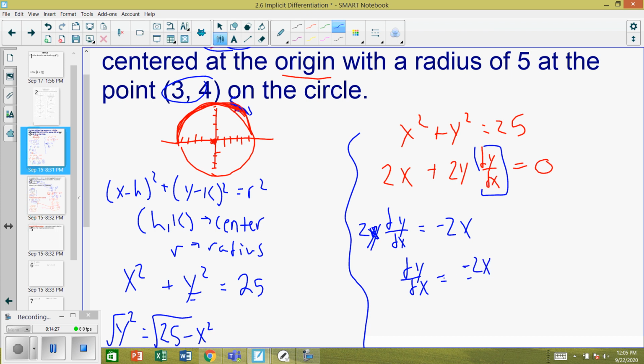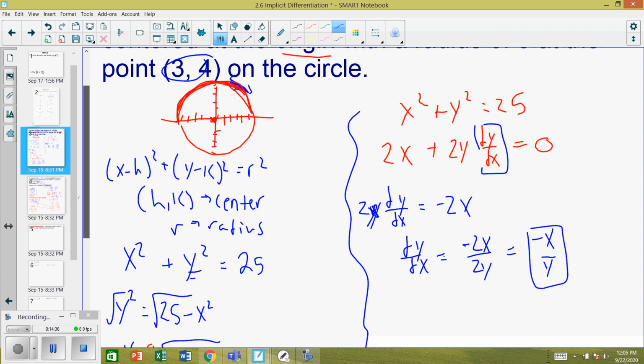So -2x divided by 2y, which is just equal to -x over y. So that right there is my derivative function. Okay, that is my derivative function implicitly. It's in terms of x and y, but it still will give me the same answer. Okay, notice all I need is the point x and the point y. I actually need that other point to help me with this derivative. So dy over dx equals -3 over 4, which is the same exact answer that I got down here.